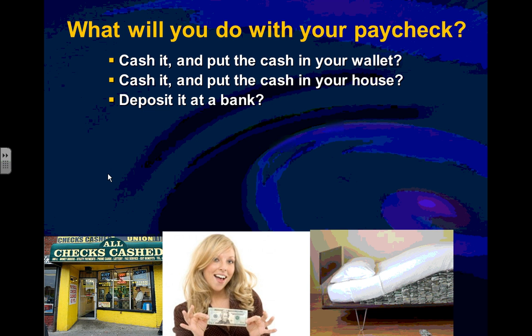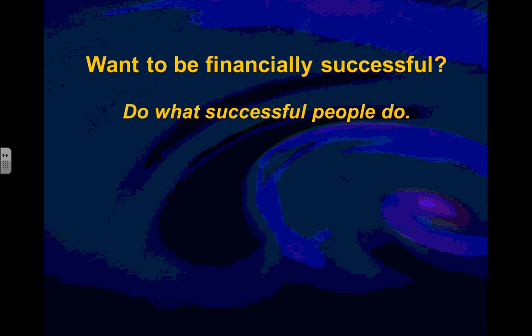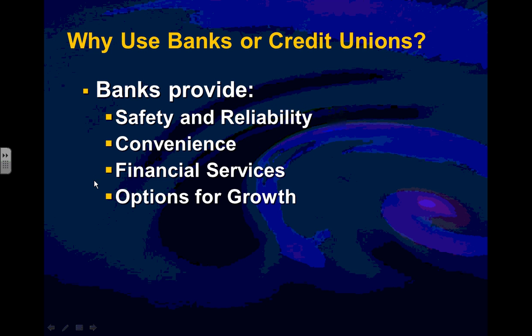Some people just take the money and want to hide it and put it under a mattress or something like that. Well, smart people put it in banks, and successful people all use banks. So be careful what you're doing with your cash, because if you want to be financially successful, follow the model. Do what successful people do. They all use banks. Why is that?